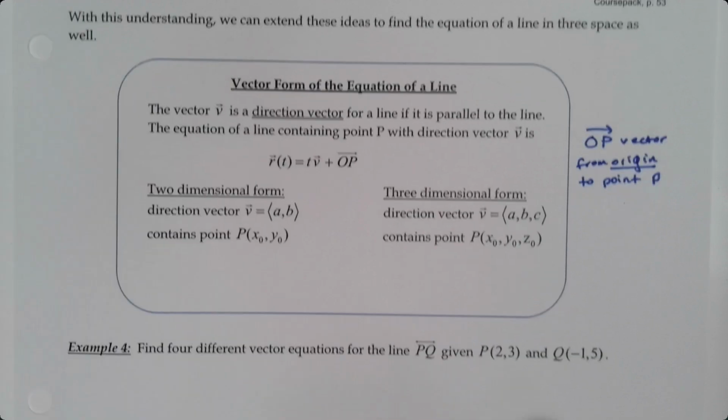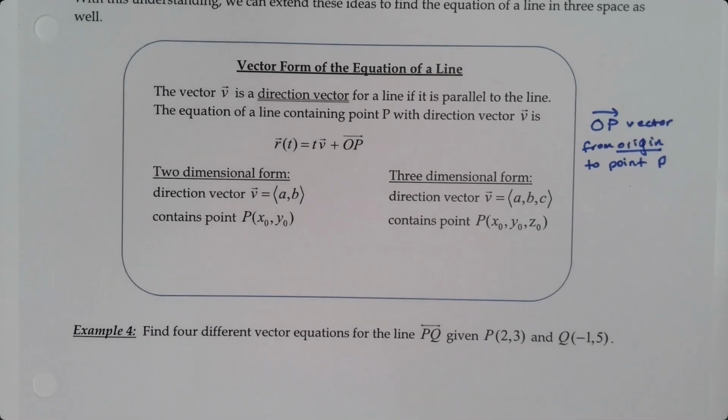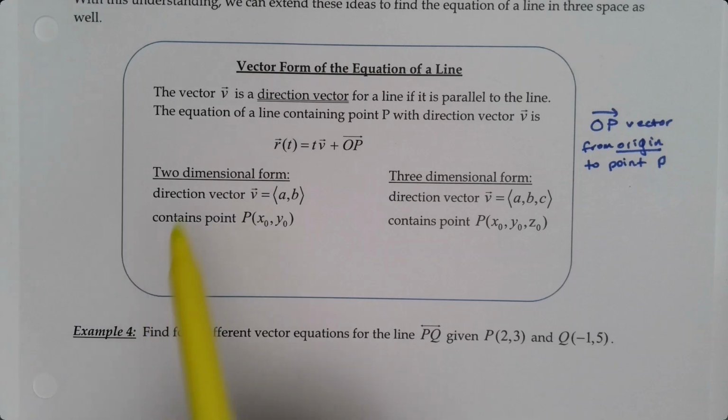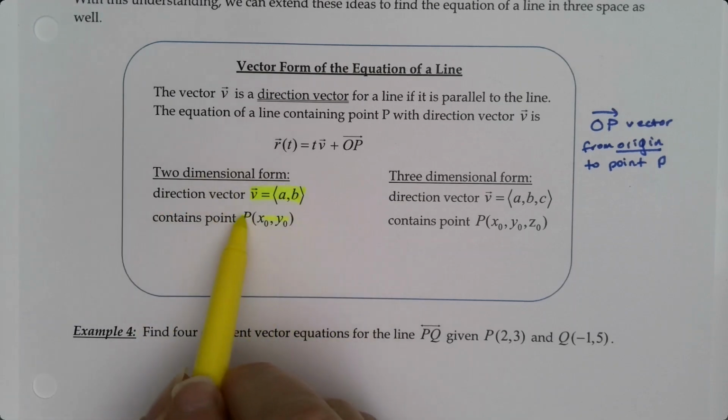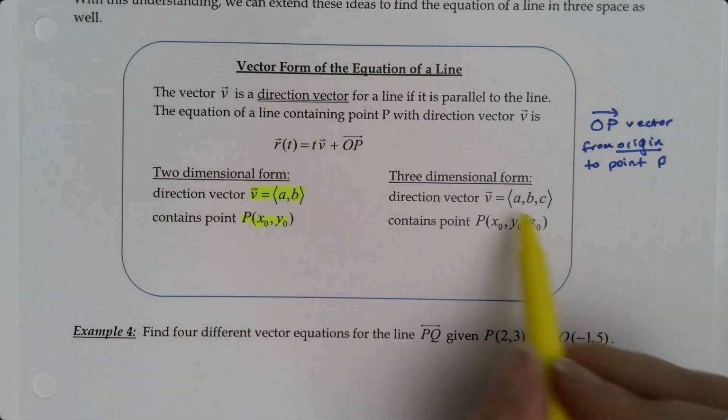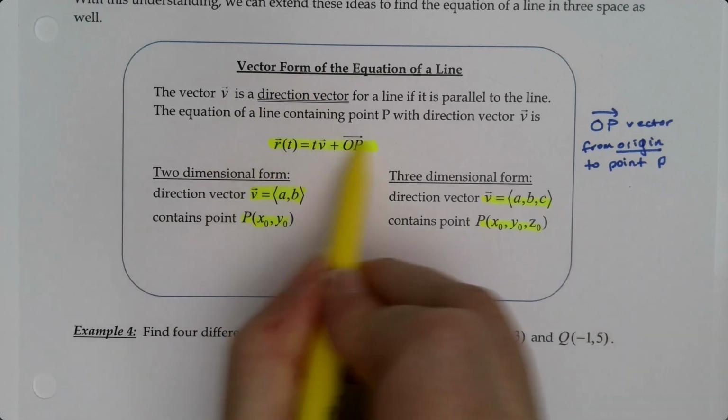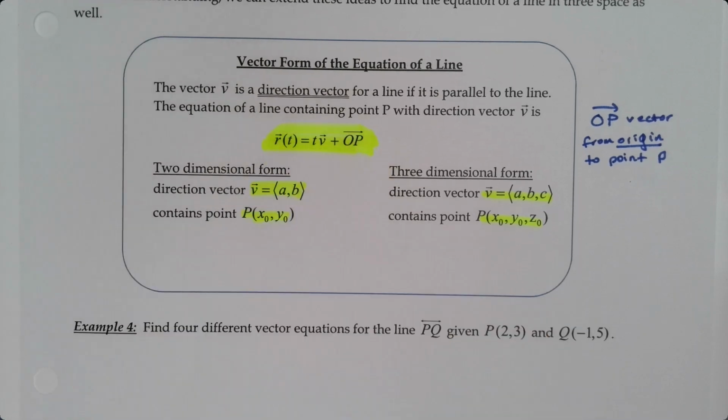Well, and that gives us these forms, right? So we have direction vector AB. If you had a 2-dimensional vector, you'd have a 2-dimensional point and it would work, or you could do a 3-dimensional one. But either way, this is the big one. We're going to use this a lot.